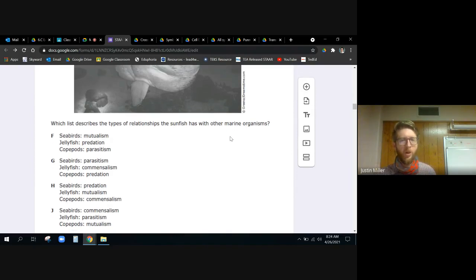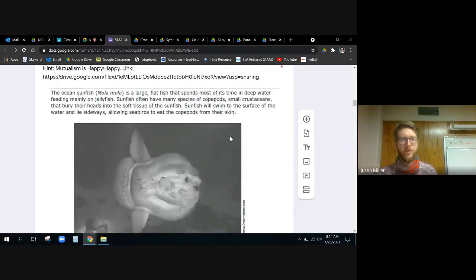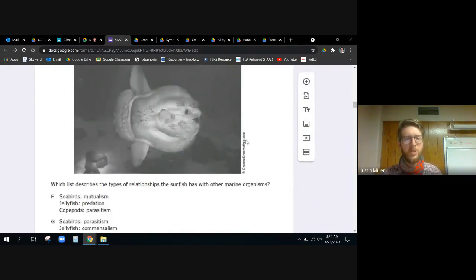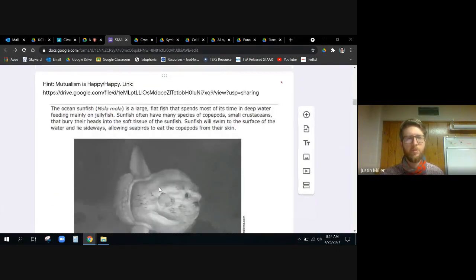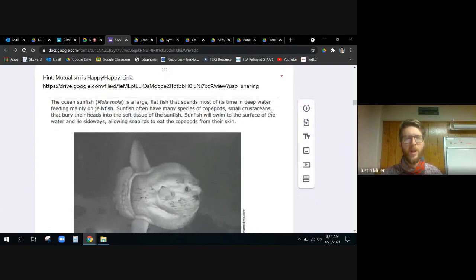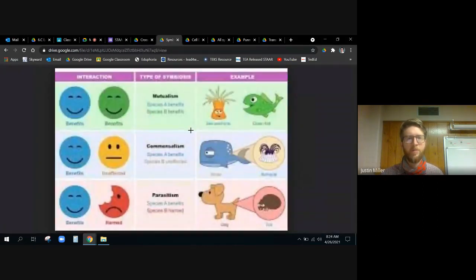Let's start with what we know. What is one type of relationship that we know between mutualism, parasitism, commensalism, predation, all of those different relationships that we know about? So what type of relationship do you think that the sunfish has with the jellyfish? They are eating the jellyfish. So what type of relationship is that? It's not one of the symbiotic relationships here.